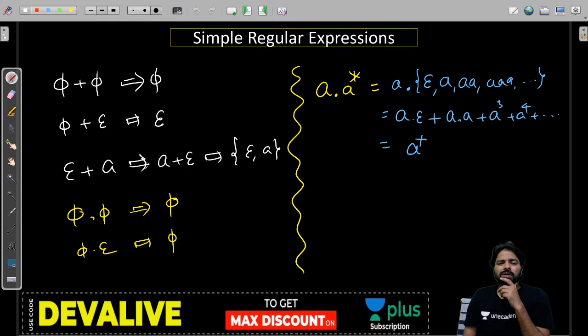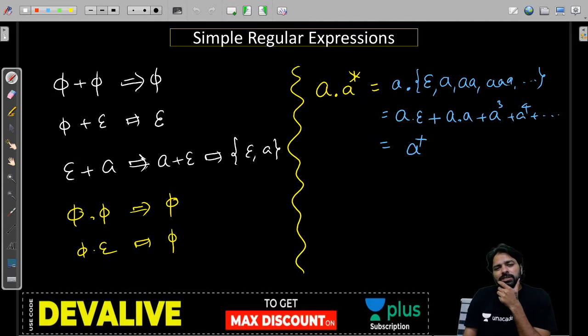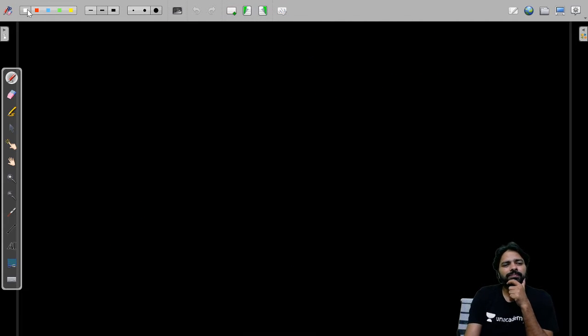So somebody has to understand how to look at the A star, how to look at the A plus. Now we should have a lot of practice here. It's not at all easy. You should practice a lot to understand even simple regular expressions. Let me help you with some of them.